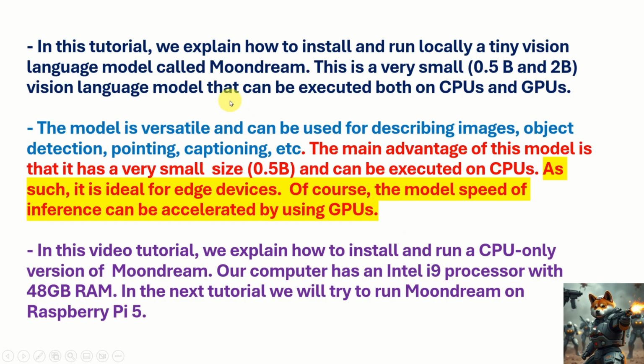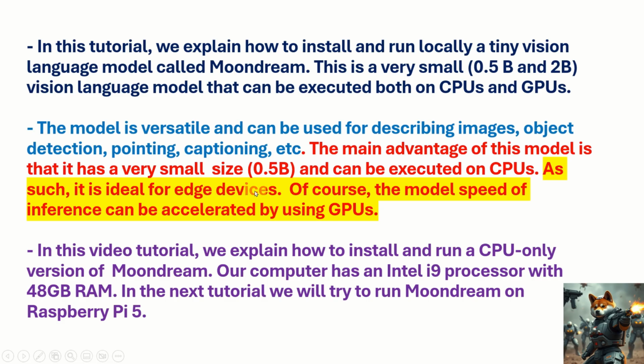In this tutorial, we explain how to install and run locally a tiny vision language model called Moondream. This is a very small vision language model that can be executed both on CPUs and GPUs. The model is versatile and can be used for describing images, object detection, pointing, captioning, etc. The main advantage of this model is that it has a very small size. The smallest version has around 0.5 billion parameters and, more importantly, can be executed on CPUs. As such, it is ideal for edge devices.